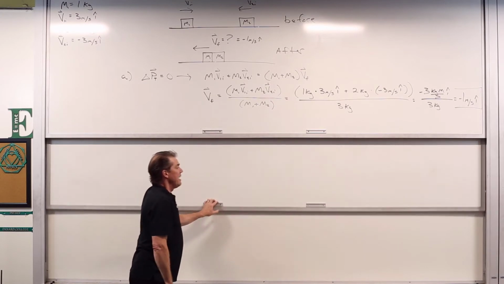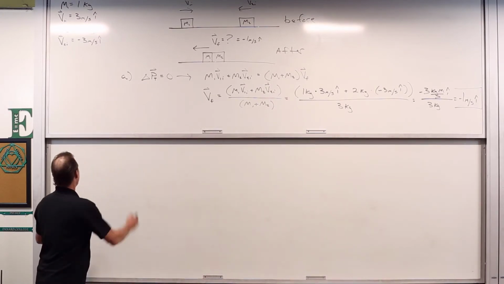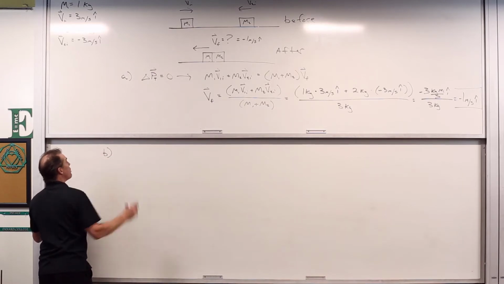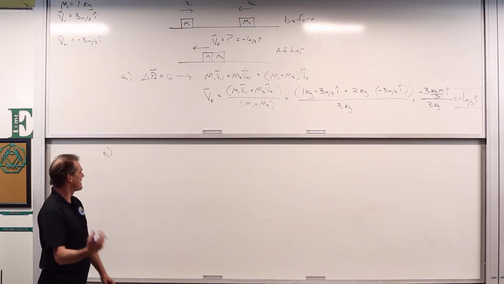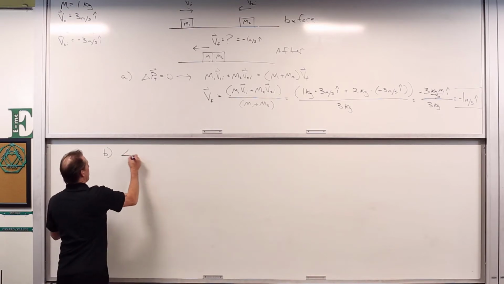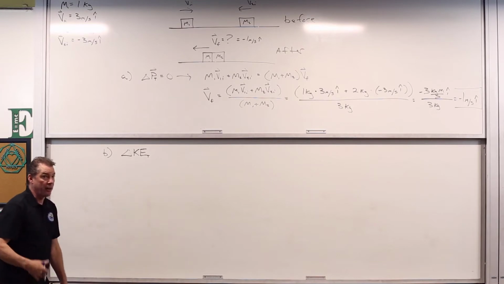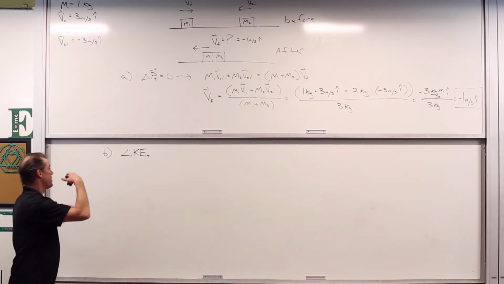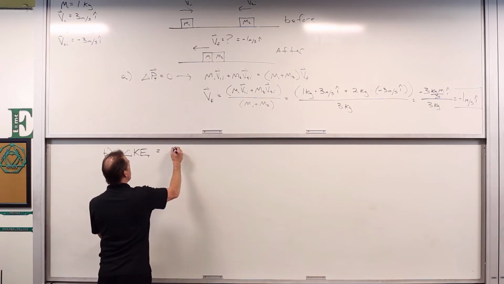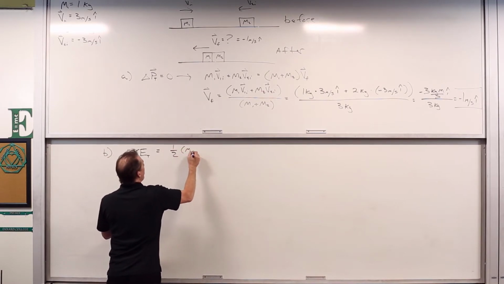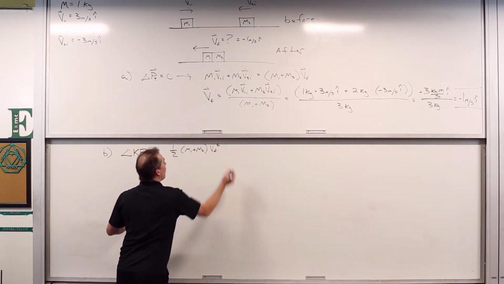Part B just says, hey, how much energy was lost in this collision? So we know that energy is lost because we're only considering the energy that was necessary to make these objects stick together. So really we just want to figure out what is delta KE total. It's going to tell us how much change in kinetic energy there was. And we got that this will be equal to 1/2 times the quantity m1 plus m2 times v final squared.